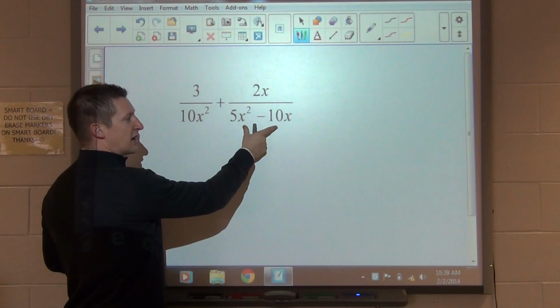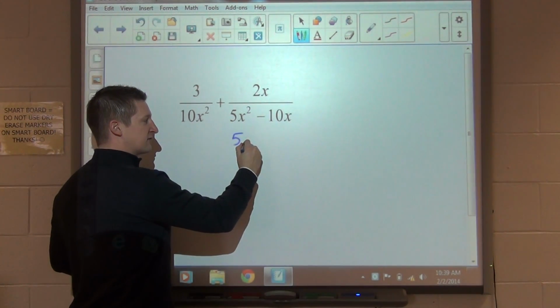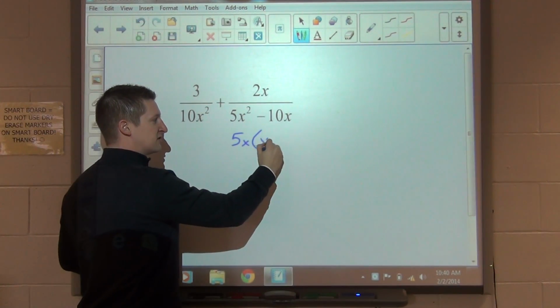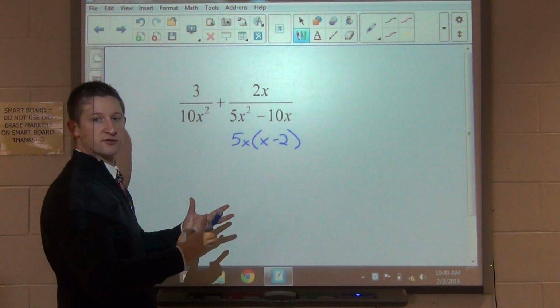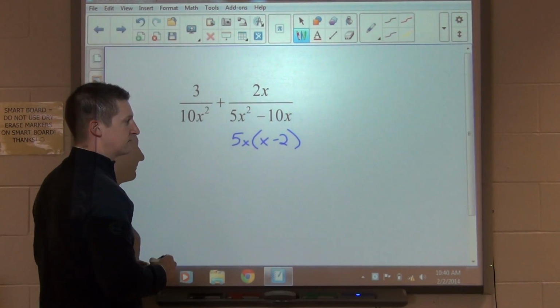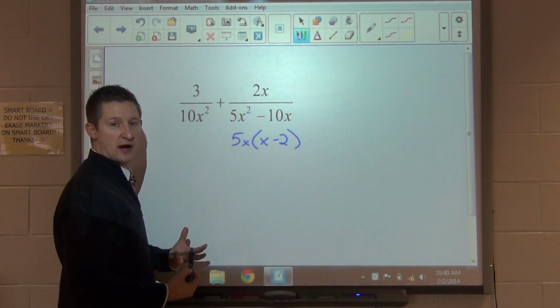The denominator on the right, 5x squared minus 10x, I think I could rewrite as 5x times, in parentheses, x minus 2. So I factored out a greatest common factor of 5x from each of those two terms that I saw. So I have a 5, I have an x, and I have an x minus 2 as factors.